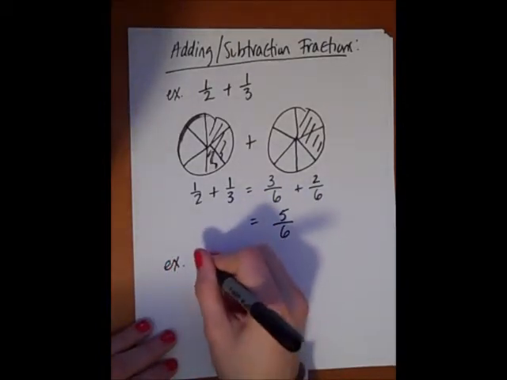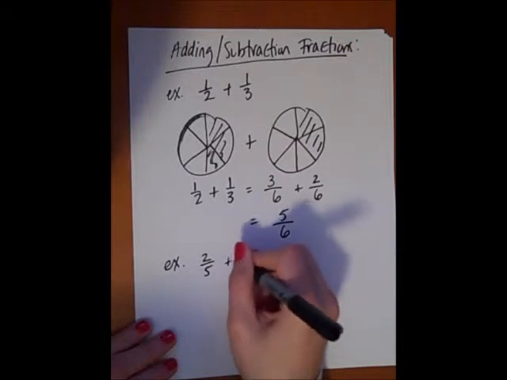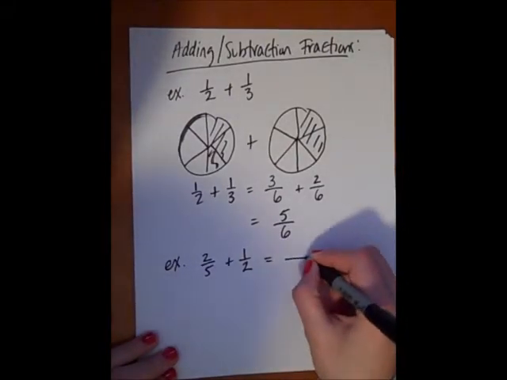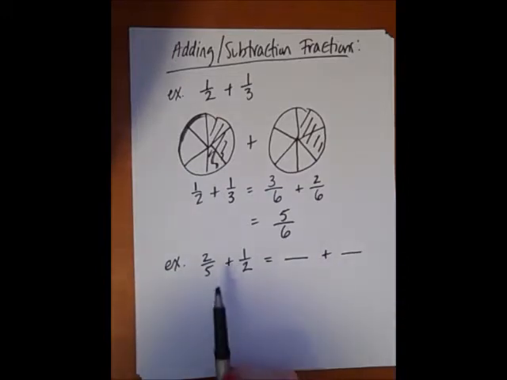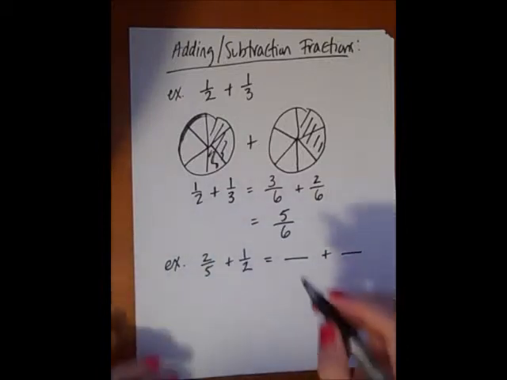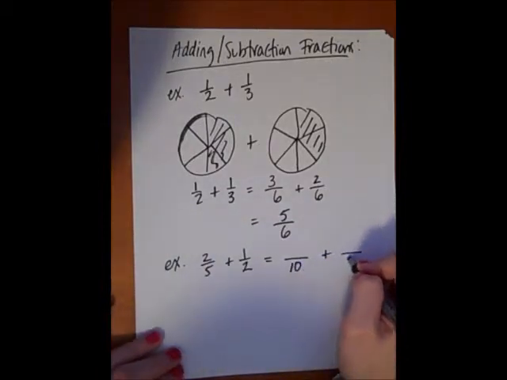Let's do another example. How about 2/5 plus 1/2? Now I could draw out this picture. I could split my pizza up into 5s, and then put in 2 of them, and then have my 1/2 again. But let's just do this directly. I don't have a common denominator, so think of a number that 5 and 2 both go into. Now you could just multiply the 2 and the 5, and that's always going to give you something that you could work with. So how about 10?